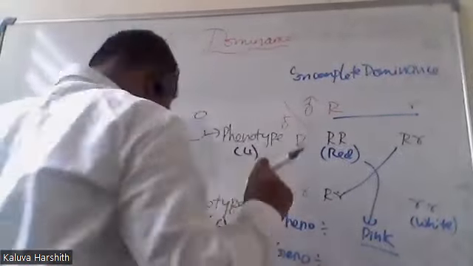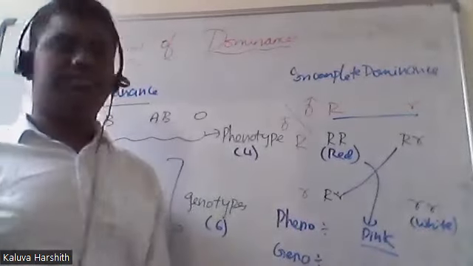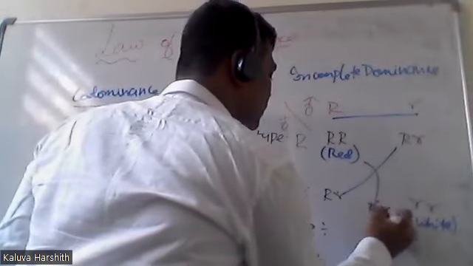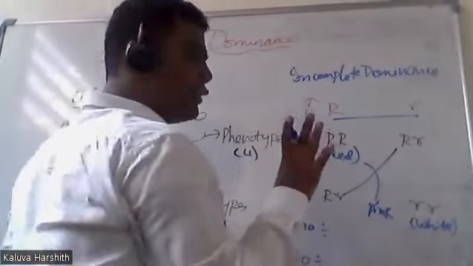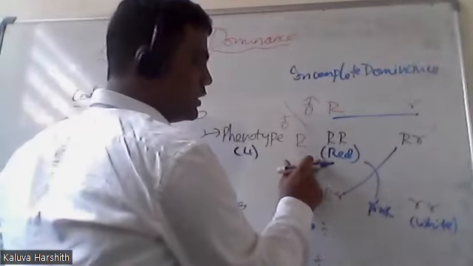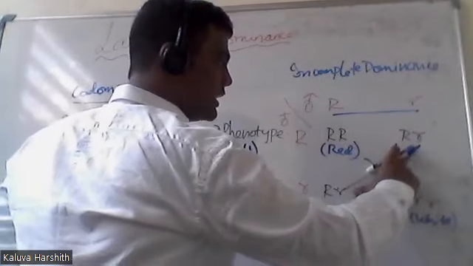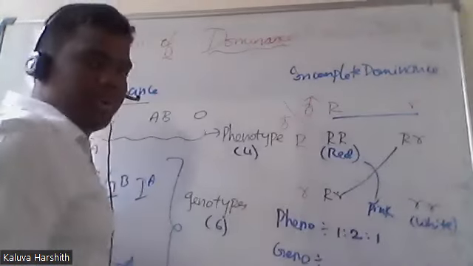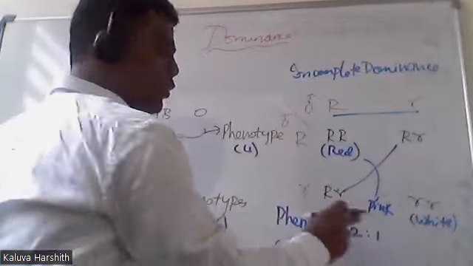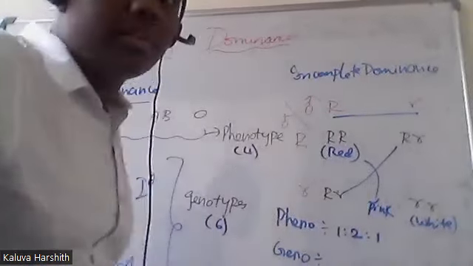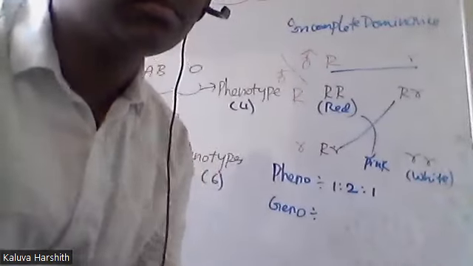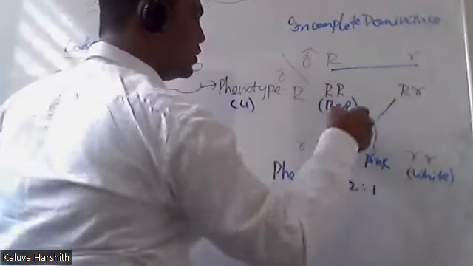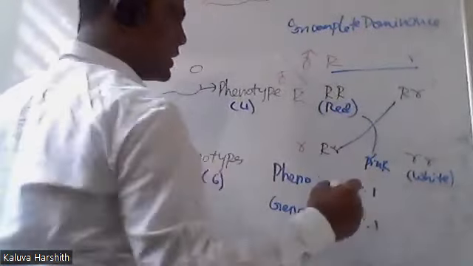Now, phenotypic ratio. How many phenotypes are there? One red, one white, two pinks. So can I say phenotypic ratio is one red, two pink, one white? Genotypic ratio, can I say same? One is capital R capital R, two are capital R small r, one is small r small r.